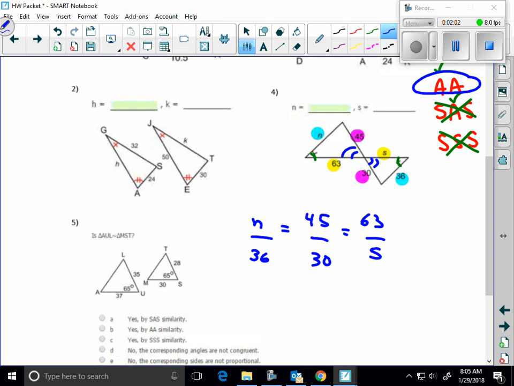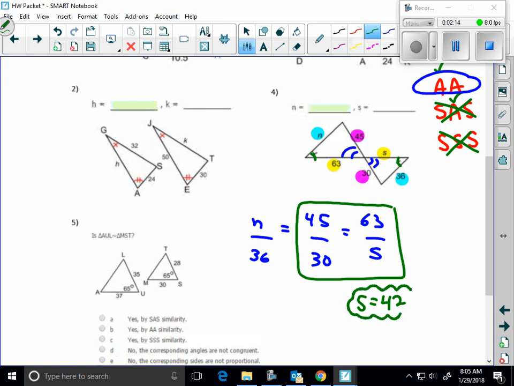Cross multiply. To find S, I would use these 2 here. I think, if I'm not mistaken, S comes out to be 42. I don't want to do the calculation on it, but I would just cross multiply and then divide. Okay. And then same thing over here. If I were to cross multiply this, I think N comes out to be 48.